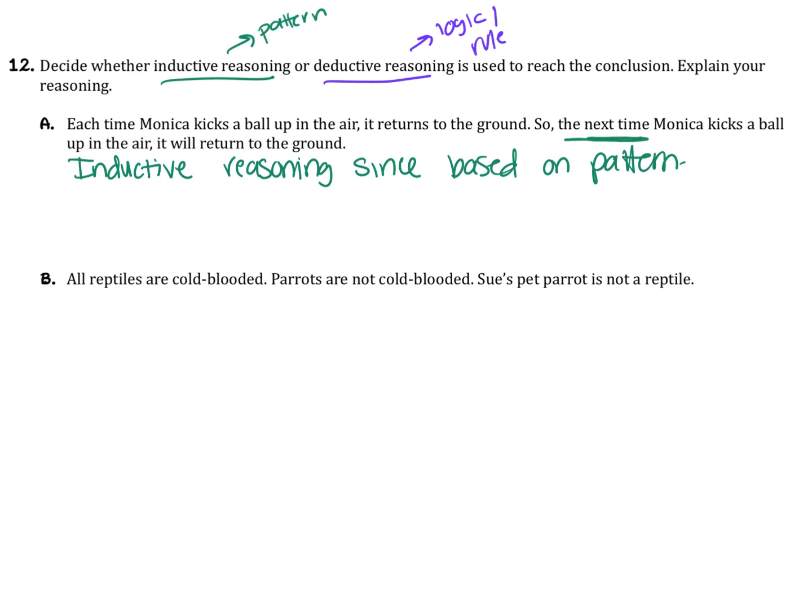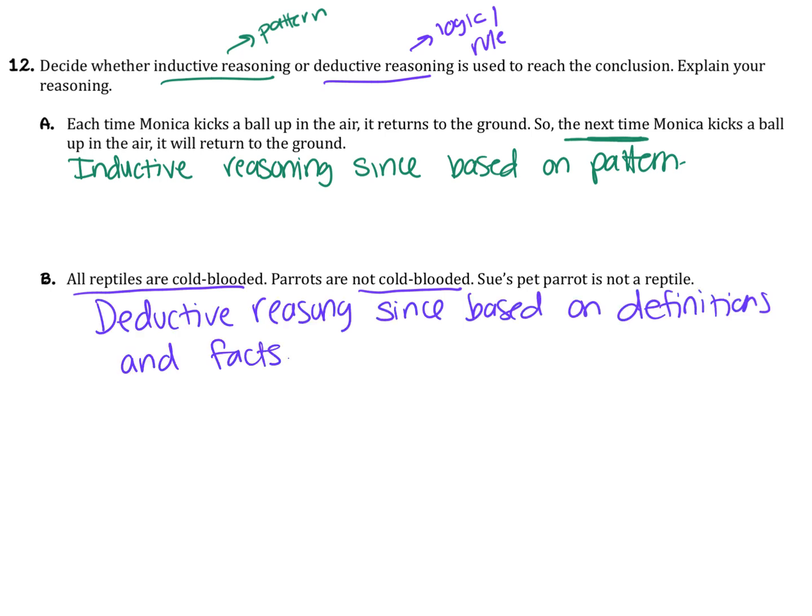Number 12, part B, says all reptiles are cold-blooded. So this is a definition here. All reptiles are cold-blooded. Parrots are not cold-blooded. Sue's a parrot, so she's not a reptile. In this case, we're using a definition of reptile, which means cold-blooded, and then we're using that to draw a conclusion. So this is deductive reasoning because it's based on facts and definitions or laws of logic.